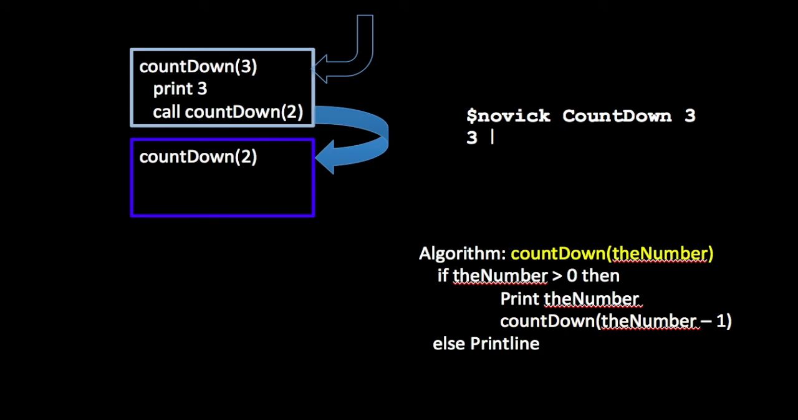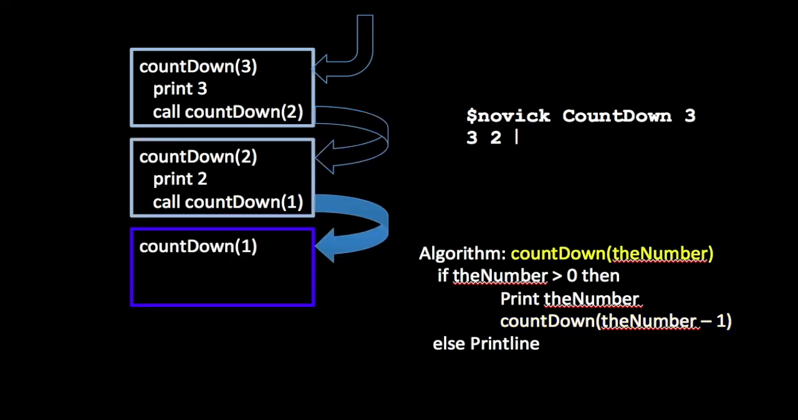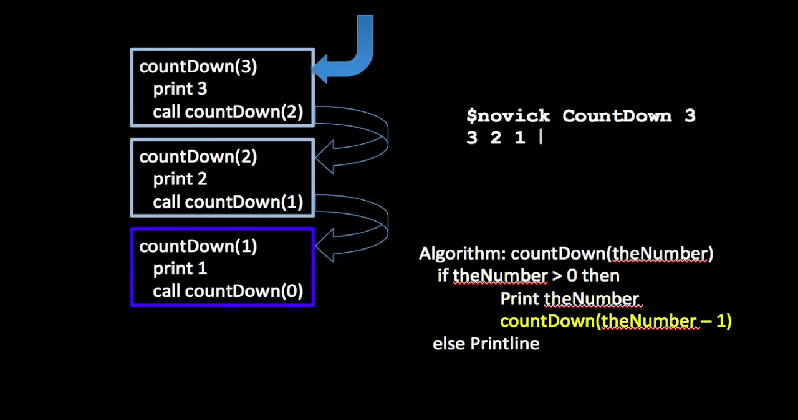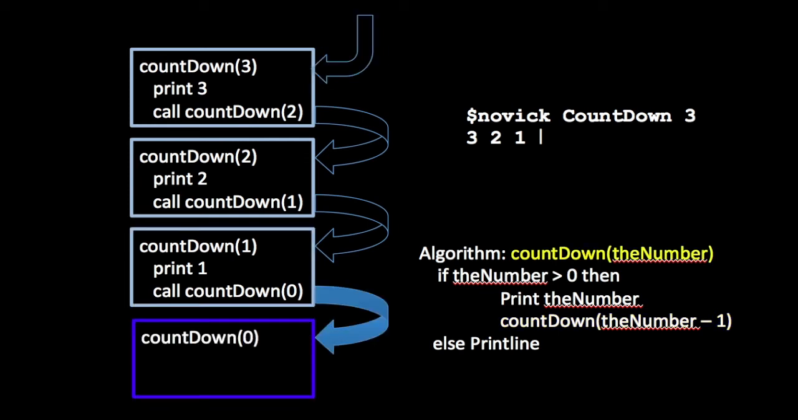So it calls countdown of 2, and what we do first is check to see if the number is greater than 0. Well, 2 is greater than 0, so it's going to print the number 2 and then call countdown of 2 minus 1, which is 1. It calls countdown of 1. The first thing it's going to do is check to see if the number is greater than 0. Well, 1 is still greater than 0, so it's going to print 1, then call countdown of the number minus 1. It does that and calls countdown of 0.